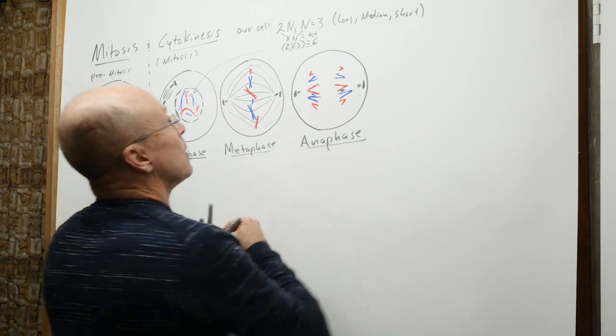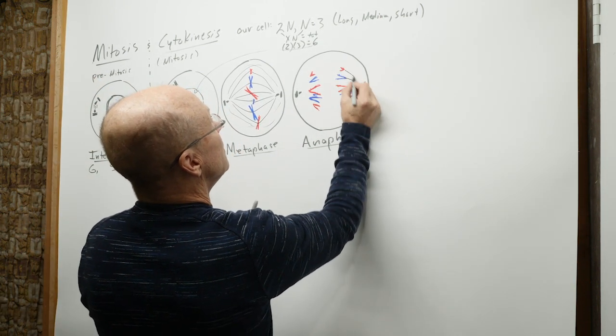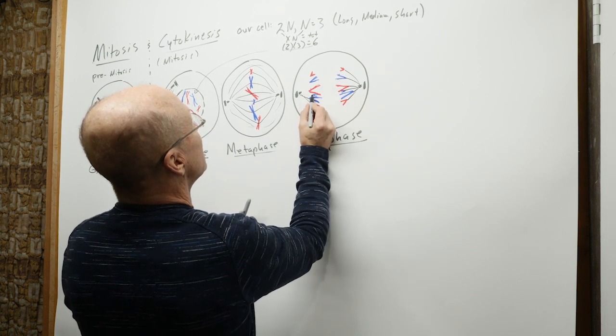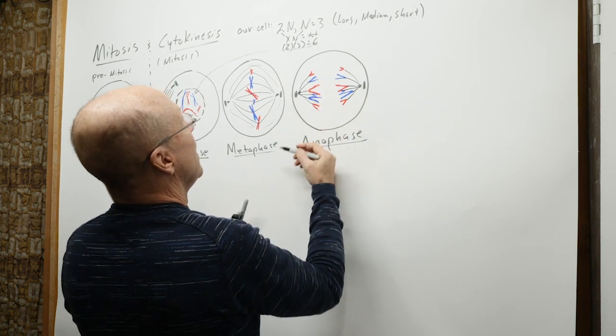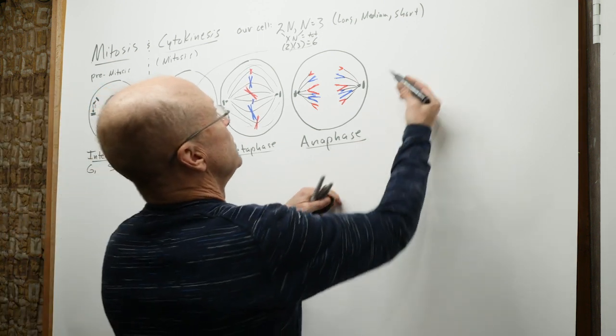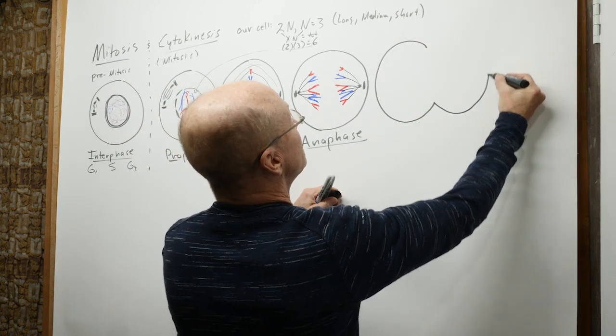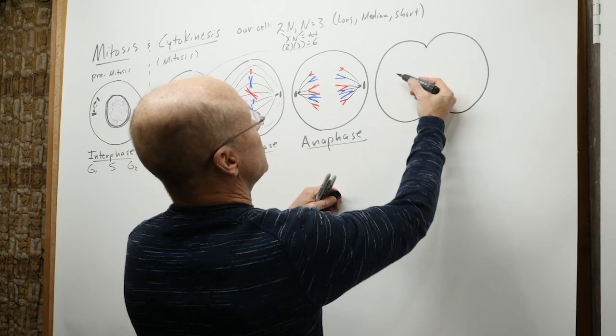And then let's go ahead and show these spindle microtubules doing their thing. This is great. And so that's what that looks like for us right now. And there's anaphase, and then we move to this next step, which is a division of cytoplasm between the two. This is actually the telophase.